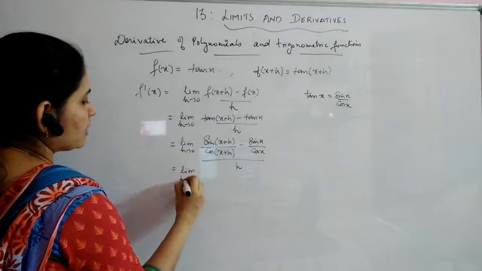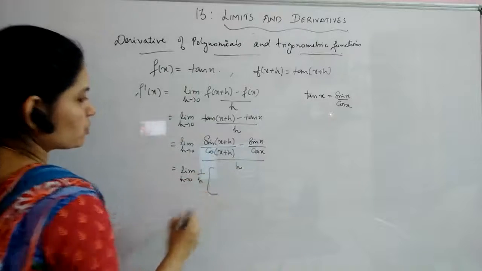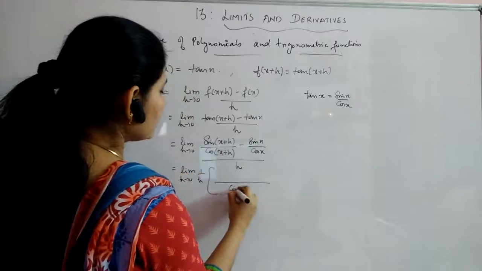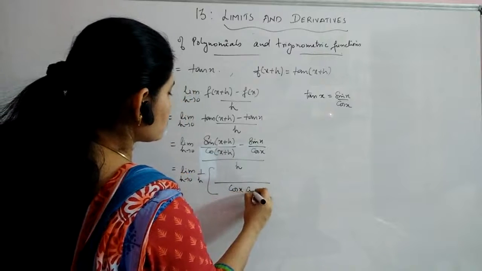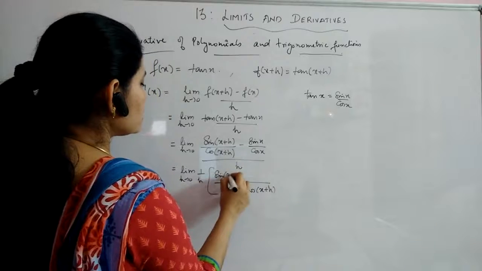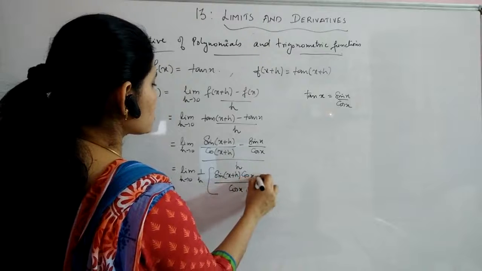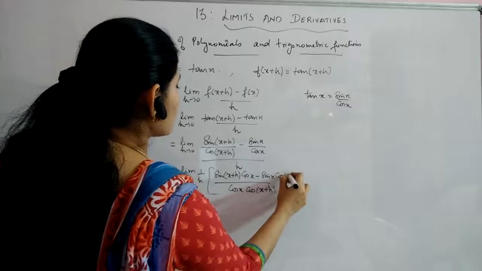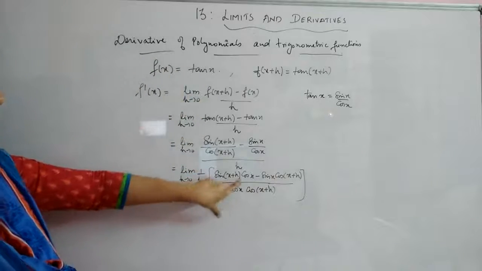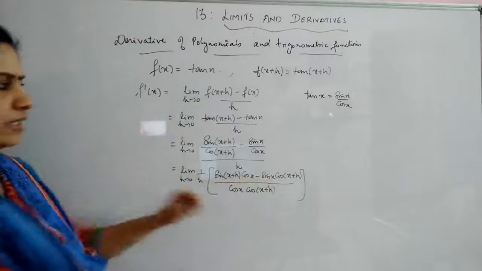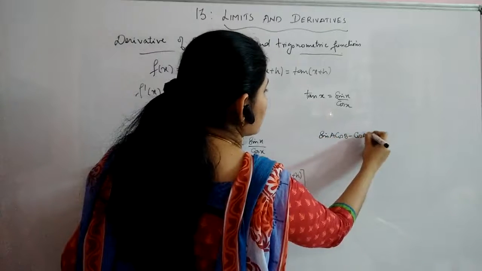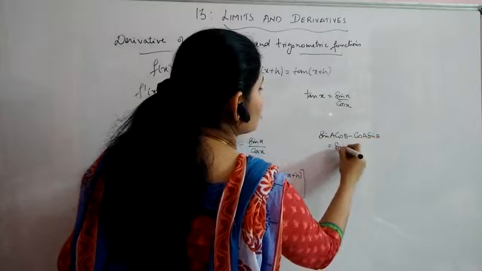So this will become limit h tends to 0, 1 by h into, because I need to take the LCM, I have taken h out. What will happen here? In the denominator you will get cos x into cos of x plus h, right? And in the numerator it will become sin of x plus h cos x minus sin x into cos of x plus h. Now what is the numerator? It is sin a cos b minus cos a sin b.